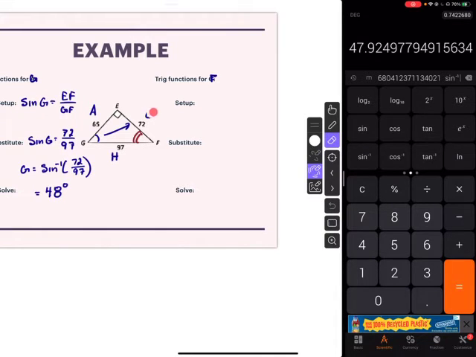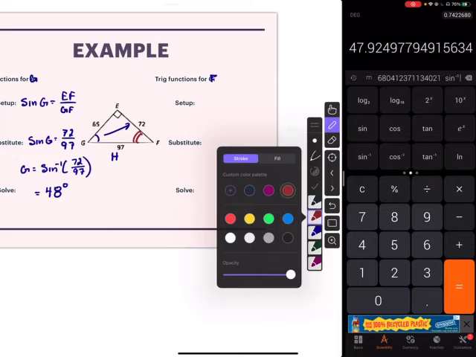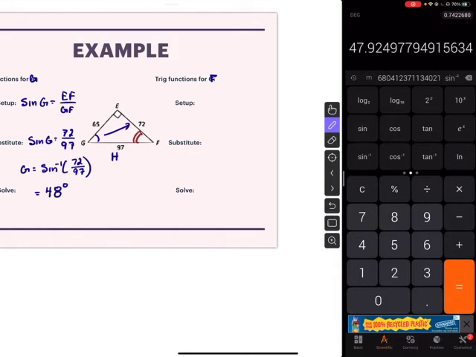Oh yeah, sorry, I was thinking I had an isosceles right triangle. So now relative to the 72, opposite is over here, and adjacent would be right there. Again, we've got to pick our trig function. We could use tangent because we know opposite and adjacent. We could use sine, opposite over hypotenuse, or we could use cosine, adjacent over hypotenuse.